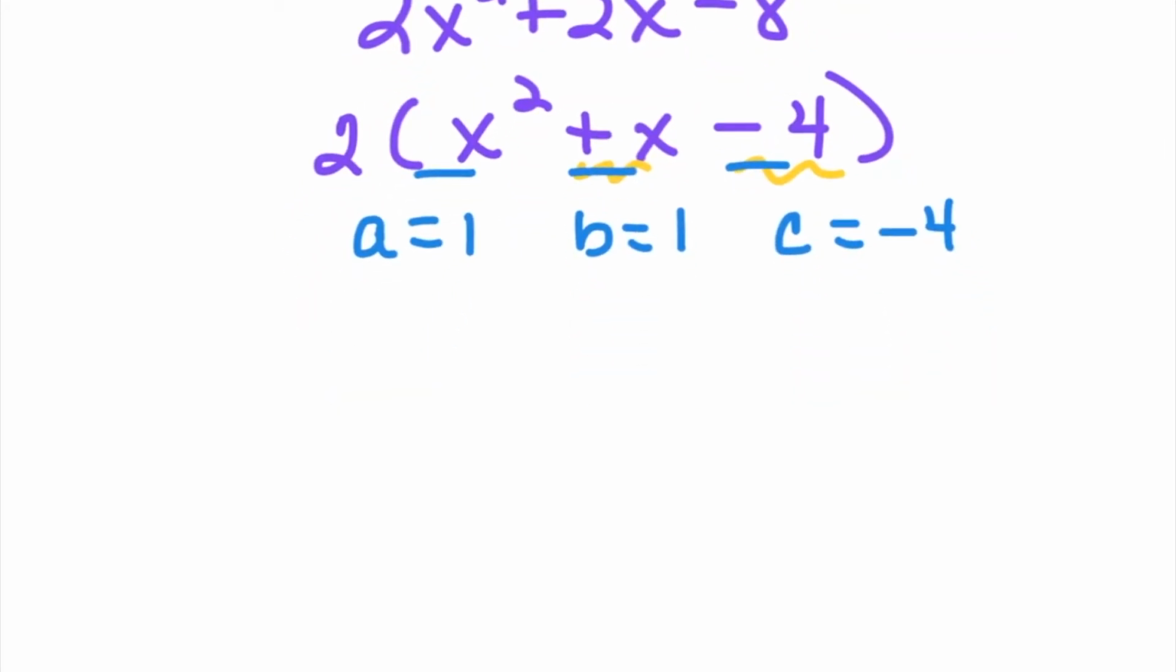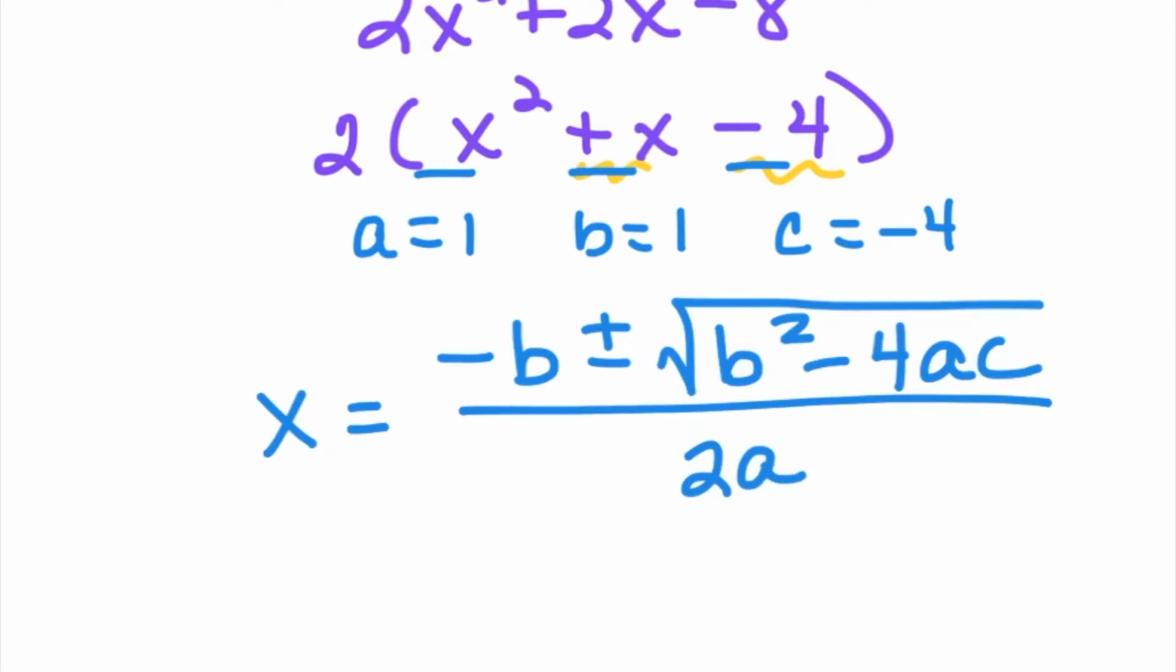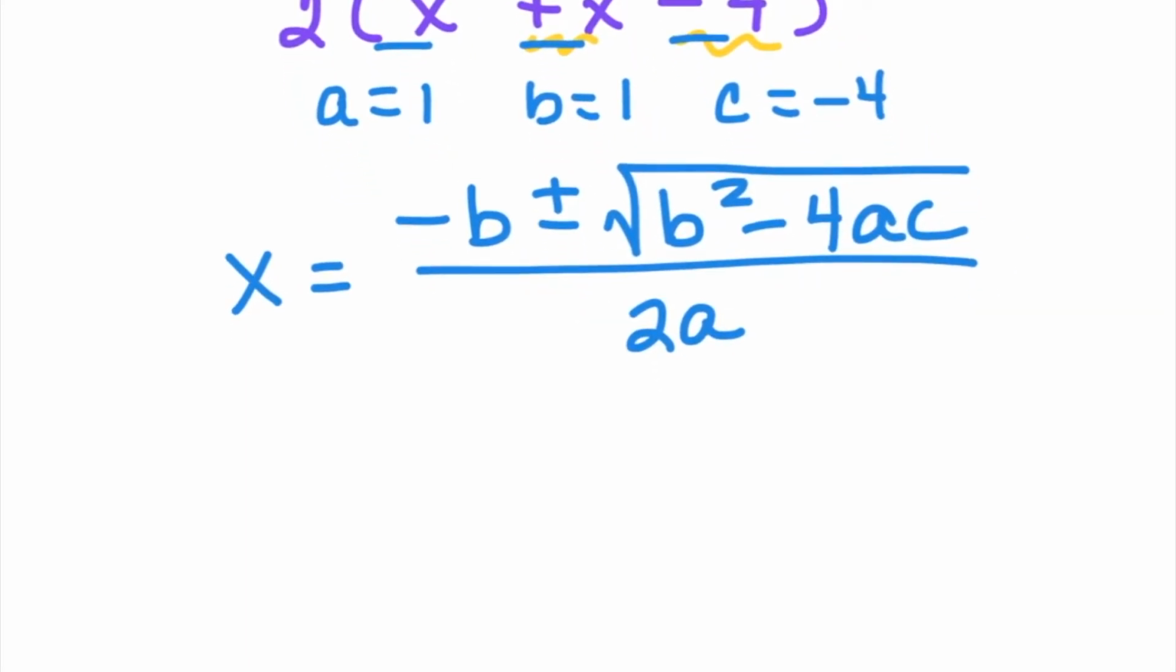Here comes, fast forward if you don't want to hear. The quadratic formula is negative b plus or minus the square root of b squared minus 4ac all over 2a. Okay, you can come back now. So I'm going to take those three numbers and substitute them in.